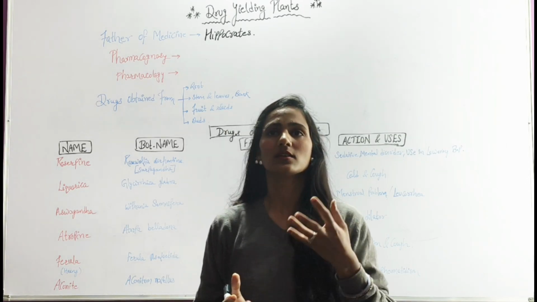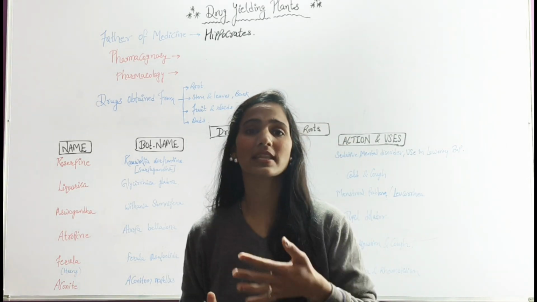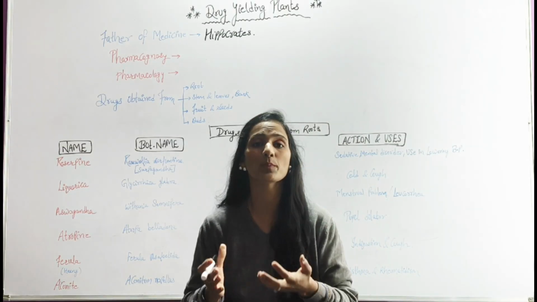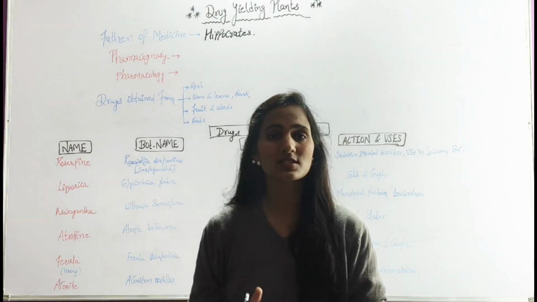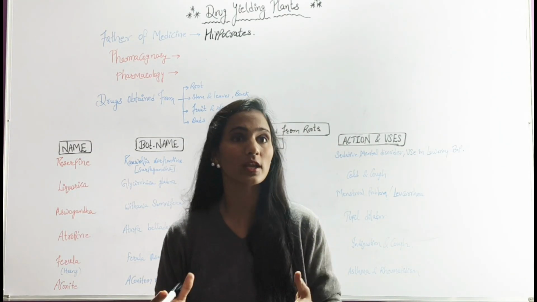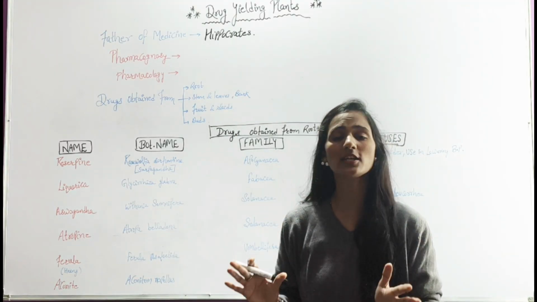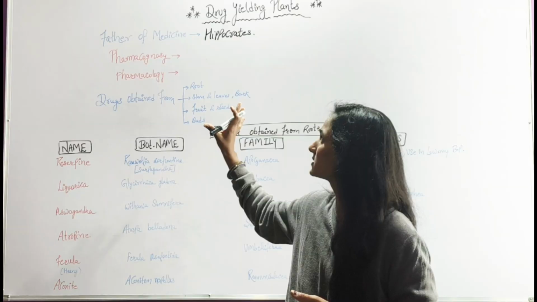So like there are crop yielding plants, there are fiber yielding plants, there are rubber yielding plants. We obtain food from plants, flowers from plants, oil and resins from plants. So there are a variety of uses of plants.